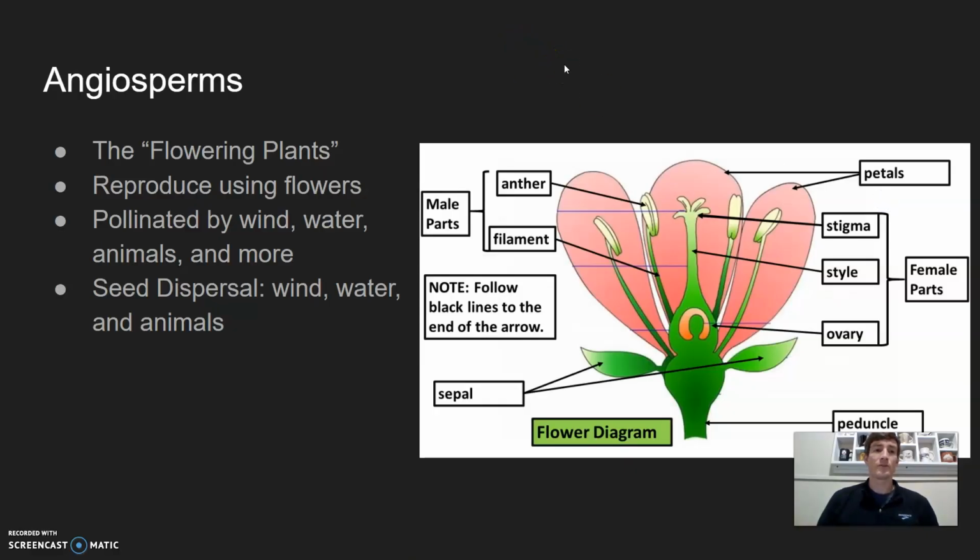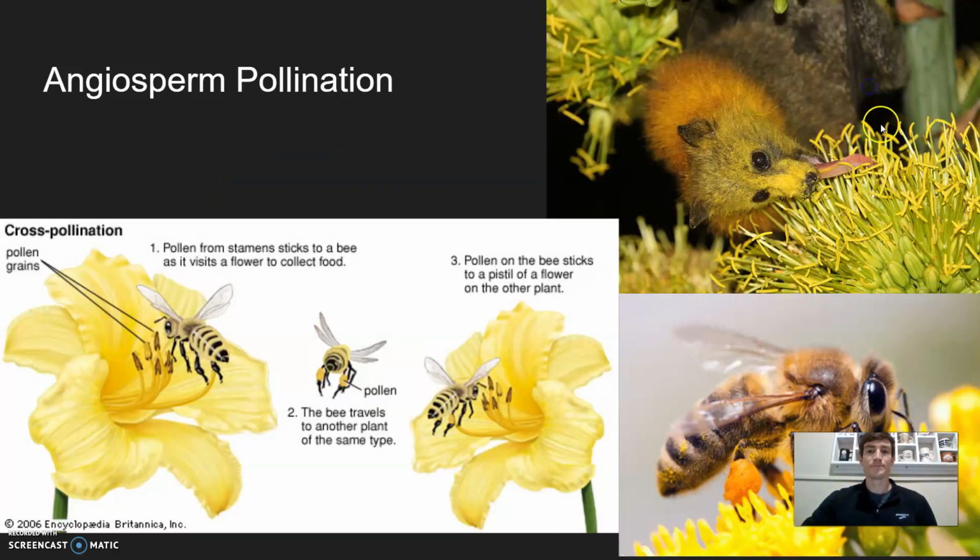Now with angiosperms, these are our flowering plants. These reproduce using flowers. They are pollinated by more than just wind. They can be pollinated by wind, water, animals, and a whole bunch of other things. And they also disperse their seeds using each of those techniques as well. We'll spend a whole bit of class time going through these parts of the flower, but for right now, just remember anything with a flower on it is going to be considered an angiosperm plant.